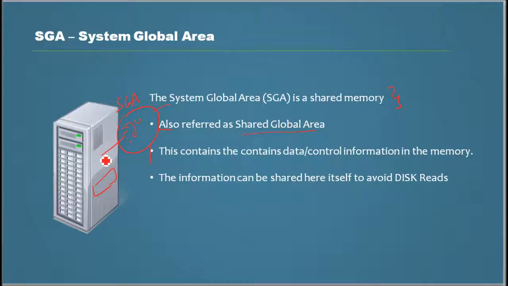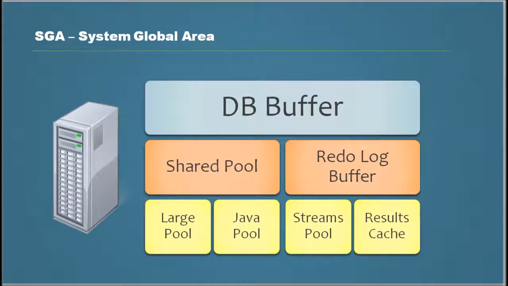SGA is the main memory that gets set up each time the instance is running, and every interaction to an Oracle database would be through SGA. So let's get into some details of SGA. What happens when a user connects to the server? Let's have a dedicated server.